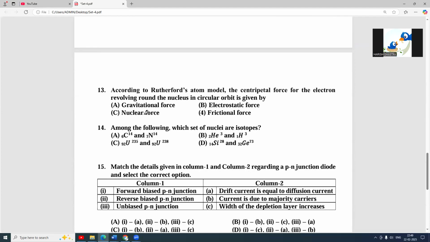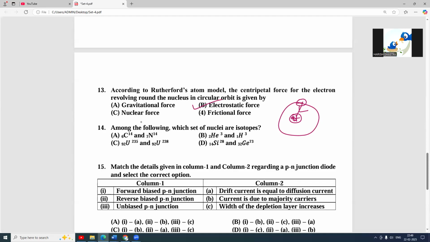According to Rutherford's model, the centripetal force for the electron revolving around the nucleus in a circular orbit is given by the electrostatic force of attraction. When the electron revolves around a nucleus, there is a force of attraction between the positively charged nucleus and the negatively charged electron. That is electrostatic force. Nuclear force is the force within the nucleons, that is protons and neutrons inside the nucleus. They provide nuclear force between them.